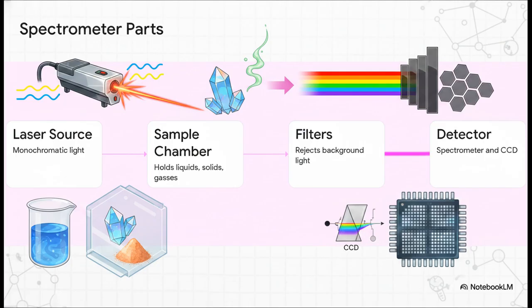Section 3. Inside the spectrometer, capturing the elusive photon. Tracking a single shifted photon out of millions of unshifted ones requires some serious hardware and a highly specific path. Step 1 is our laser source. We blast the sample with a perfectly stable monochromatic laser.